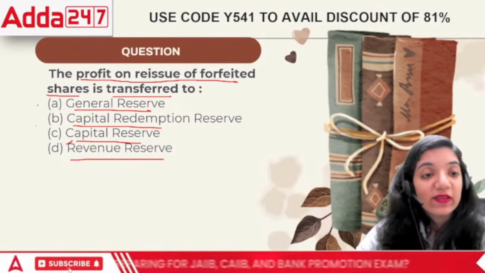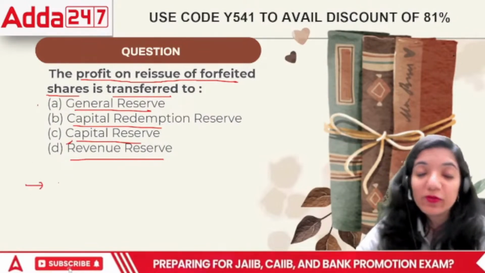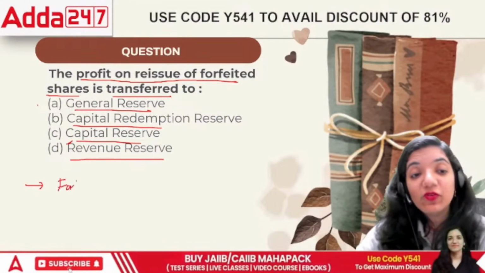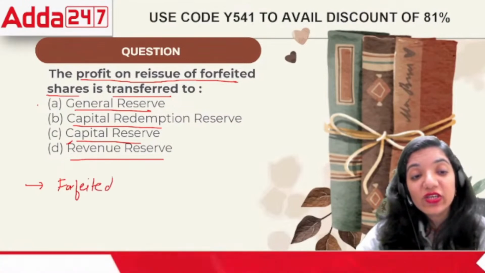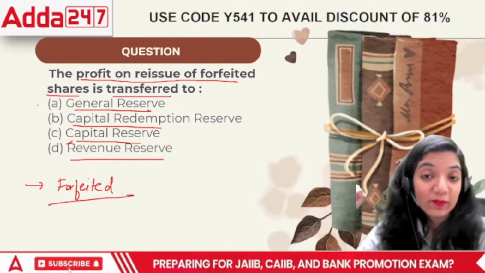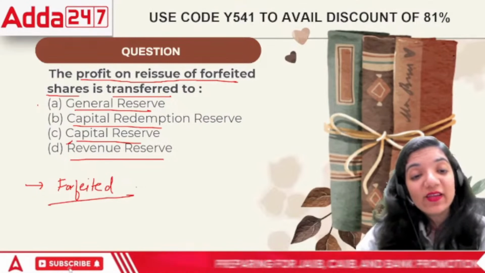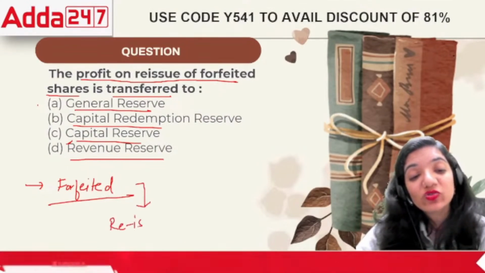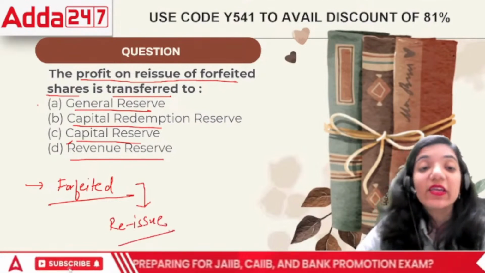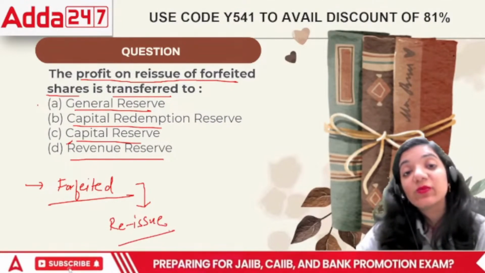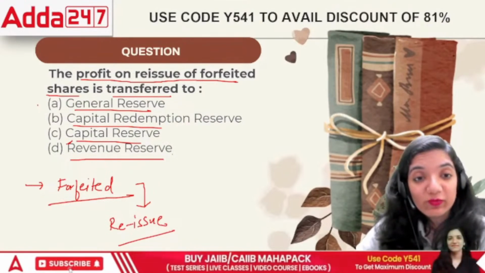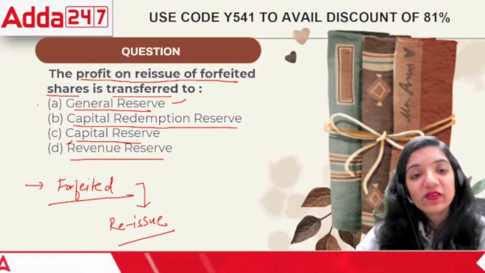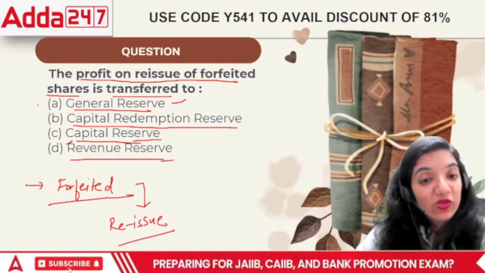The profits on reissue of forfeited shares. What happened was the particular company asked people to pay their pending money. They failed to pay that. So we forfeited their shares. Their shares were taken back by the company. Now they said that whatever shares were taken back, I would like to reissue those shares to someone else. It's also correct. If we reissue those shares to someone else, then what will it be called? General reserve, capital redemption reserve, capital reserve, or revenue reserve.